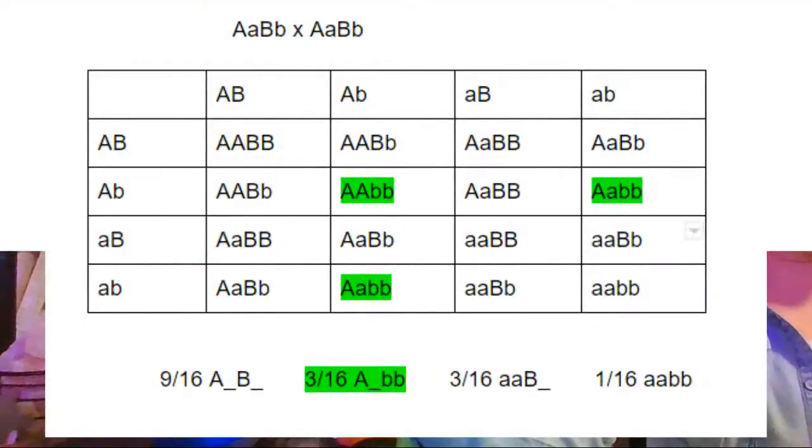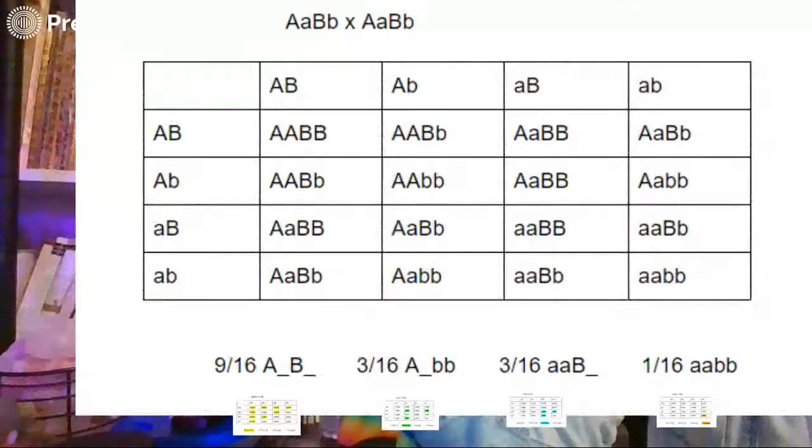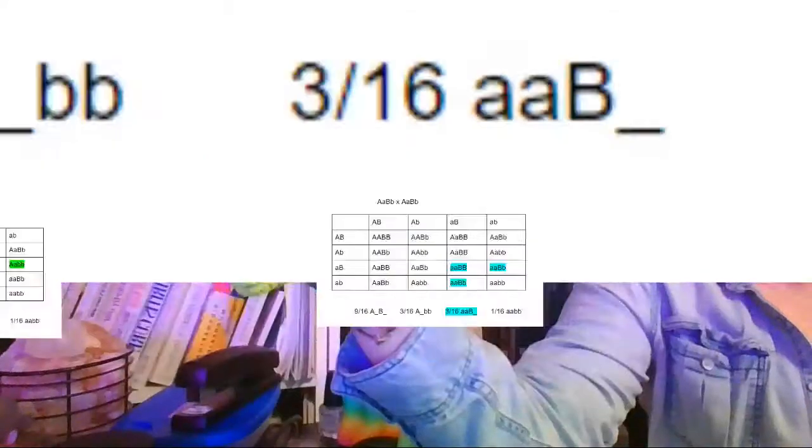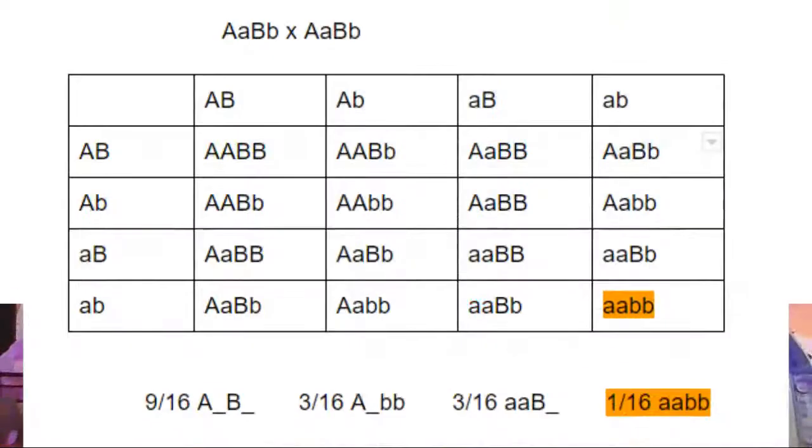3 out of 16 are blue with a big A allele in the A locus. 3 out of 16 are blue with a big B in the B locus. And 1 out of 16 are blue with neither a big A nor a big B.